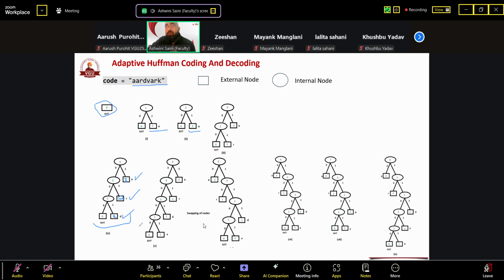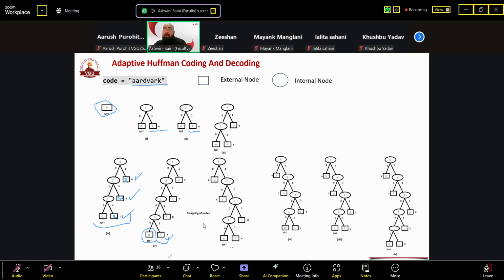But if we have a new character like V, we have to add that character on the right side of the tree, and NYT will always be on the left side. So in the whole tree, we will have only one NYT, and that NYT will be on the left side. First thing, the weight of the NYT is always 0. Whenever a new term is there, we are introducing NYT.